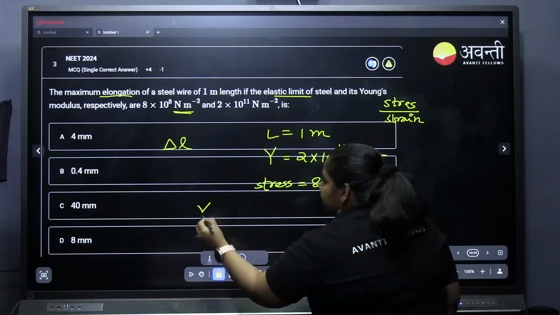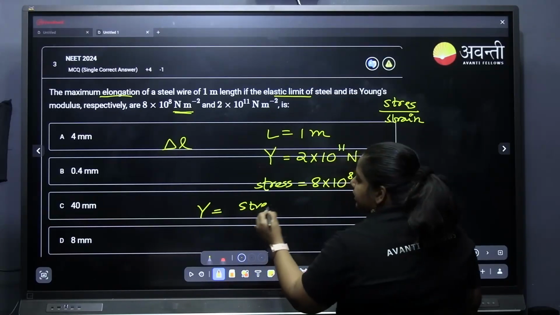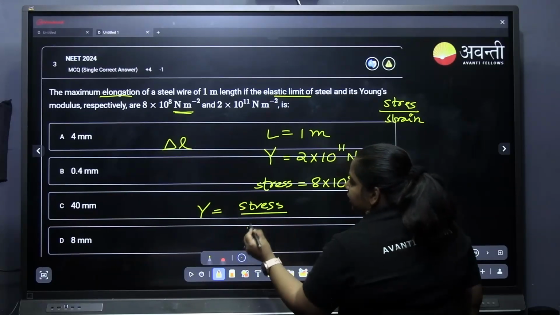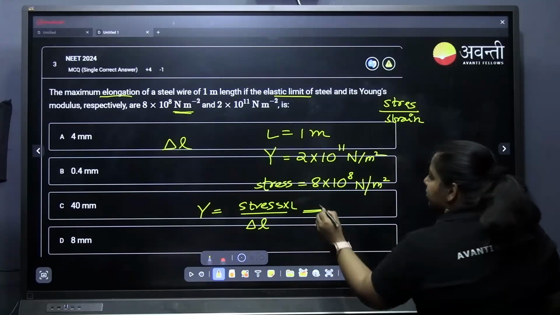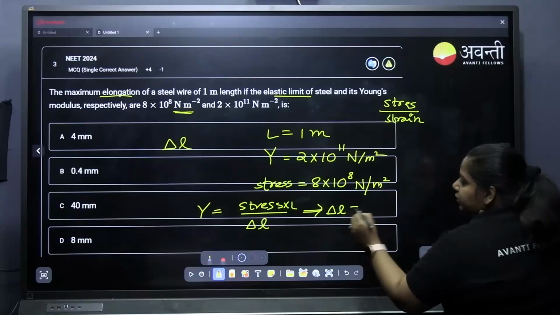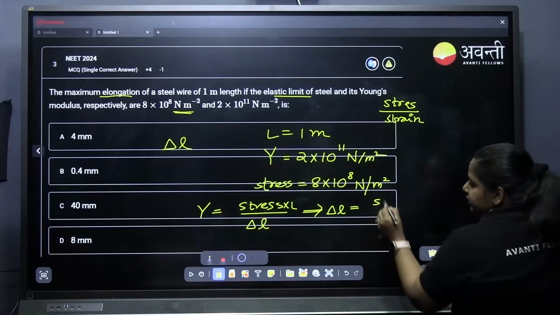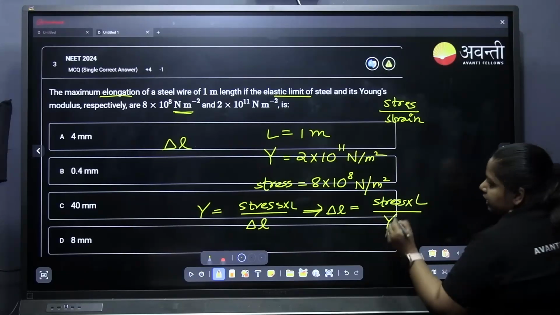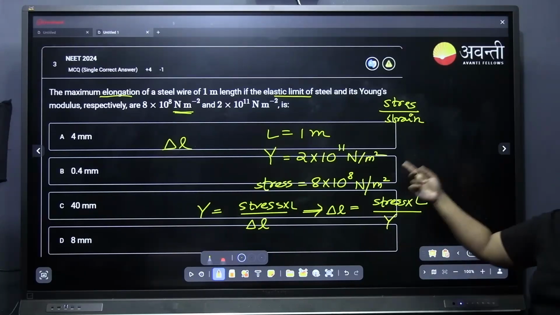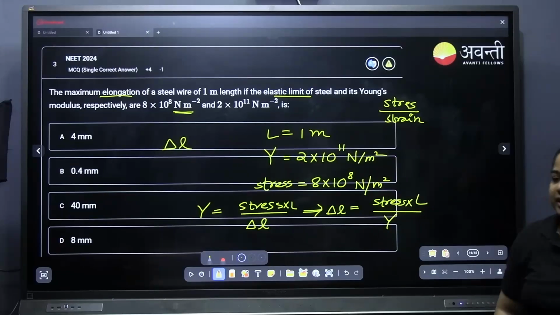Then Y equals stress divided by delta L into L. From this we can find delta L is equal to stress into capital L divided by Young's modulus. All values are given in the question. Just substitute and find the answer.